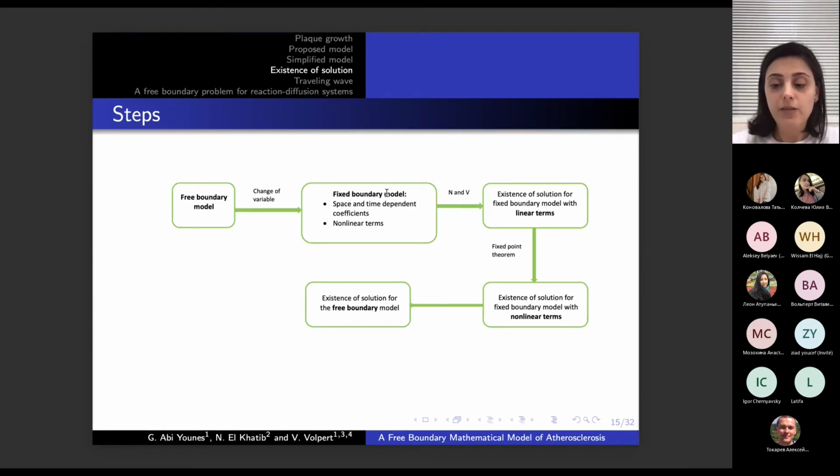Okay, I will do a small summary to show you how we are going to proceed. Again, we had a free boundary model. We did a change of variable, so we retrieved a fixed boundary model with space and time dependent coefficients and nonlinear terms. We introduced the functions n and v, and now we got a fixed boundary model with linear terms, but with space and time dependent coefficients. We will be studying the solution for this model, and then by applying the fixed point theorem, we can prove the existence of a solution for this fixed boundary model with nonlinear terms, and then we deduce the existence of a solution for this free boundary model.